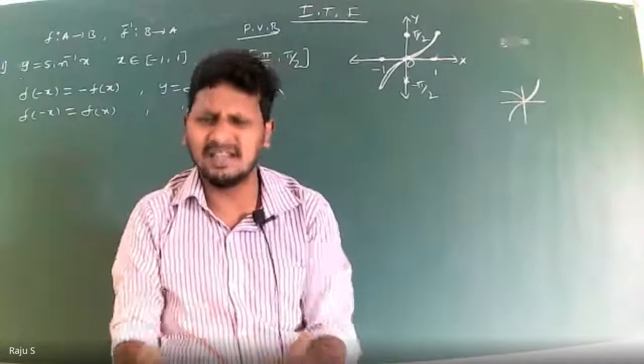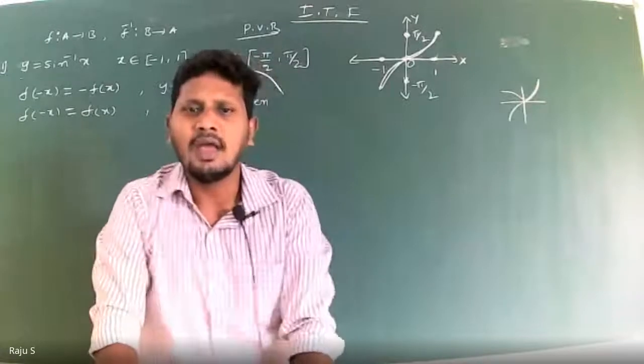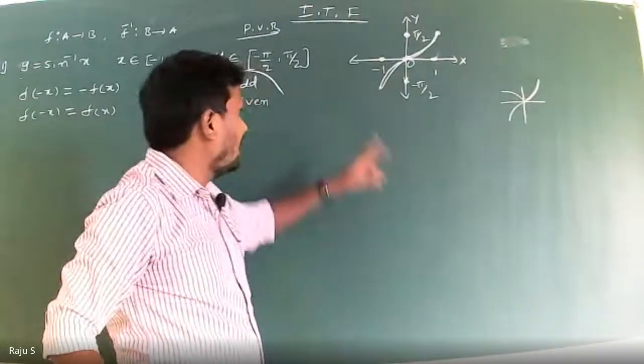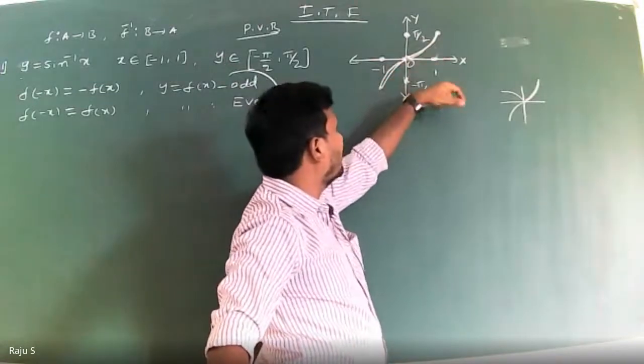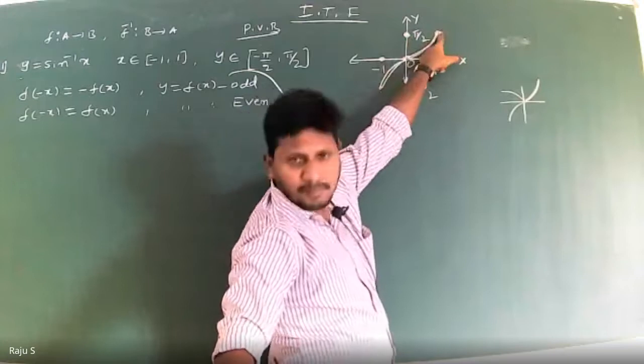Symmetric about both axes. That is the meaning of symmetry. Okay, no need, just need some idea. And also, here sine inverse attains the maximum value at 1. At 1, it has maximum value, that is pi by 2.